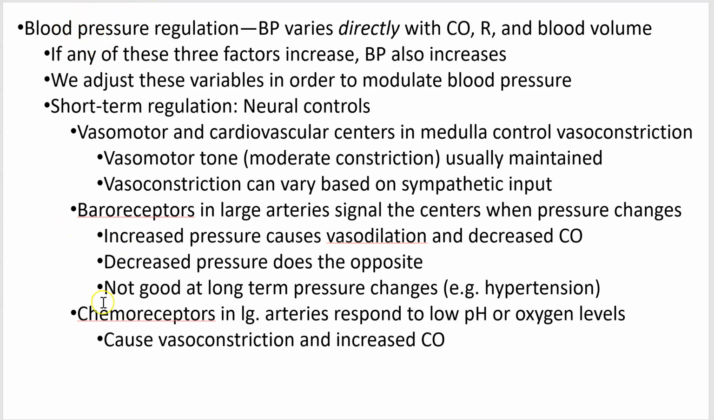So there are some little summaries up here. Short term, because this is on and off. Same thing with these baroreceptors. Now, baro means pressure, so pressure receptors that you find in your carotid artery and your brachiocephalic trunk and lots of these large arteries in your thorax and neck.